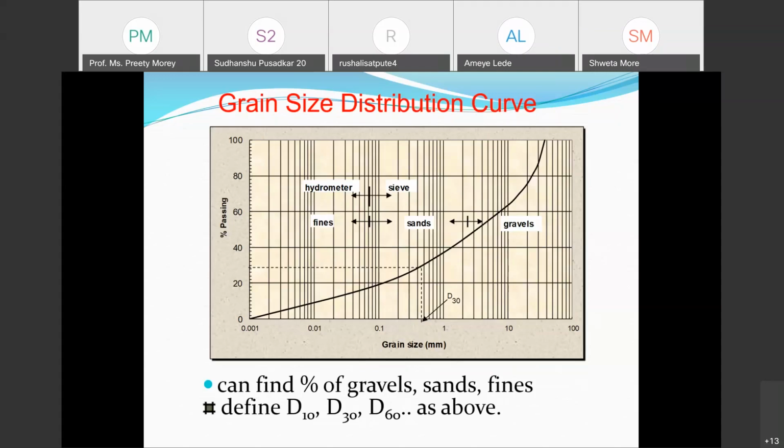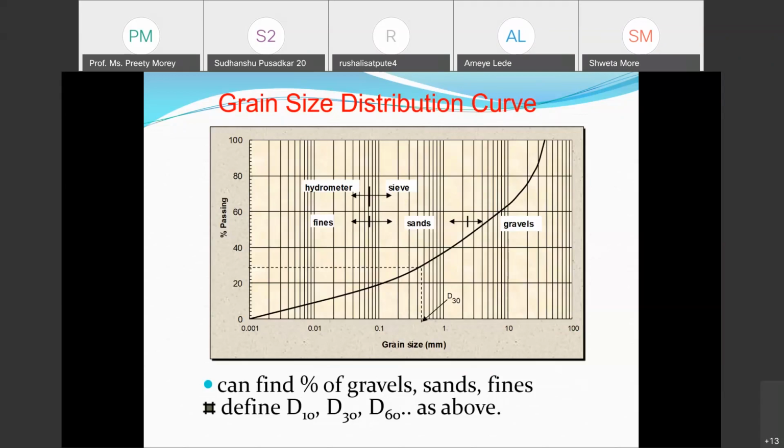We are unable to distinguish the fine grain particles such as silt and clay, because we should know the percentage of sand, percentage of gravel, percentage of clay, and percentage of silt in the given soil mass. Then this analysis is required. So for distinguishing clay and silt separately, we have to do wet sieve analysis, and that wet sieve analysis you perform with either the hydrometer method or the pipette method.